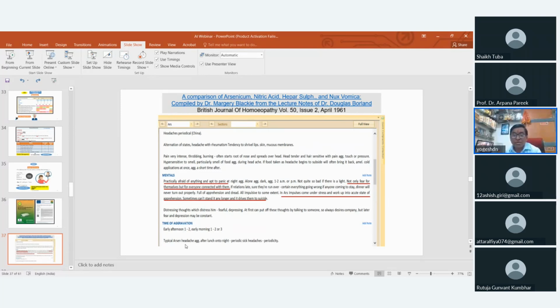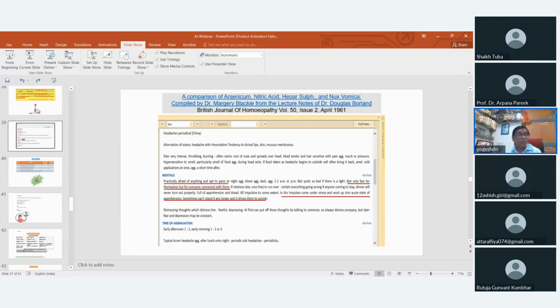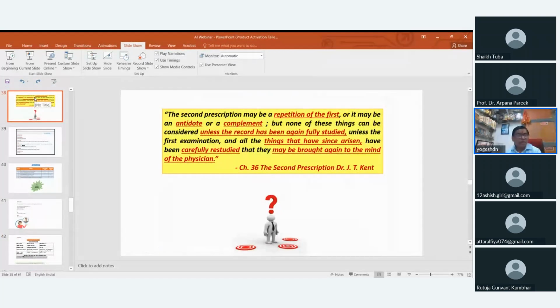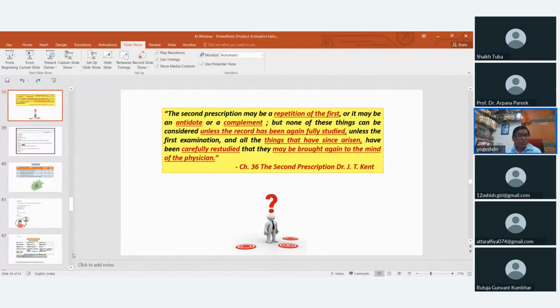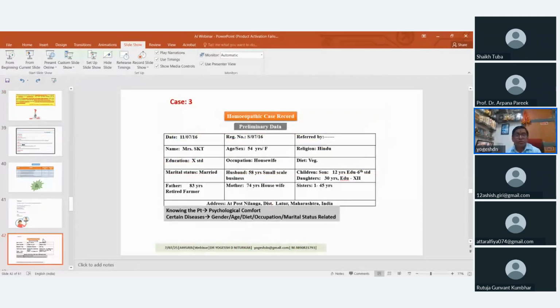So under stress, what has happened? The stress was that everyone had gone through the stress of COVID-19, and how the reaction had taken up and worked up into an acute state of apprehension. Sometimes they can't stand it any longer, and what is the further action? It ends up in suicide. So this is what has been mentioned in Douglas Borland. Okay. So if all of you are with me, we will complete this third case.